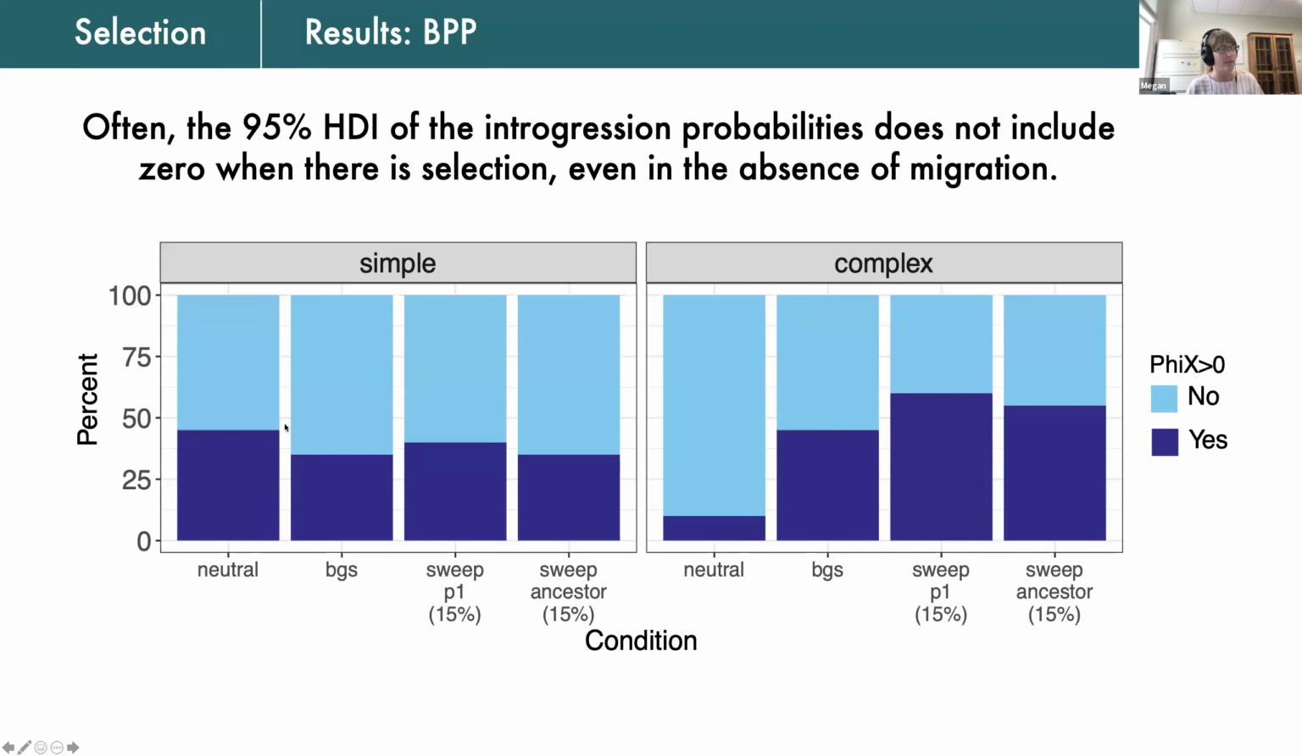Interestingly here, we see that we actually don't do very well under the simple genomic architecture. This could be explained in part by the fact that BPP does allow for variation in theta across loci, which means that our complex model is actually a slightly better match to the model in BPP. And so the complex neutral model is actually the best match to the model implemented in BPP, and here's where we have the lowest false positive rate. When we add selection, we have increased false positive rates.